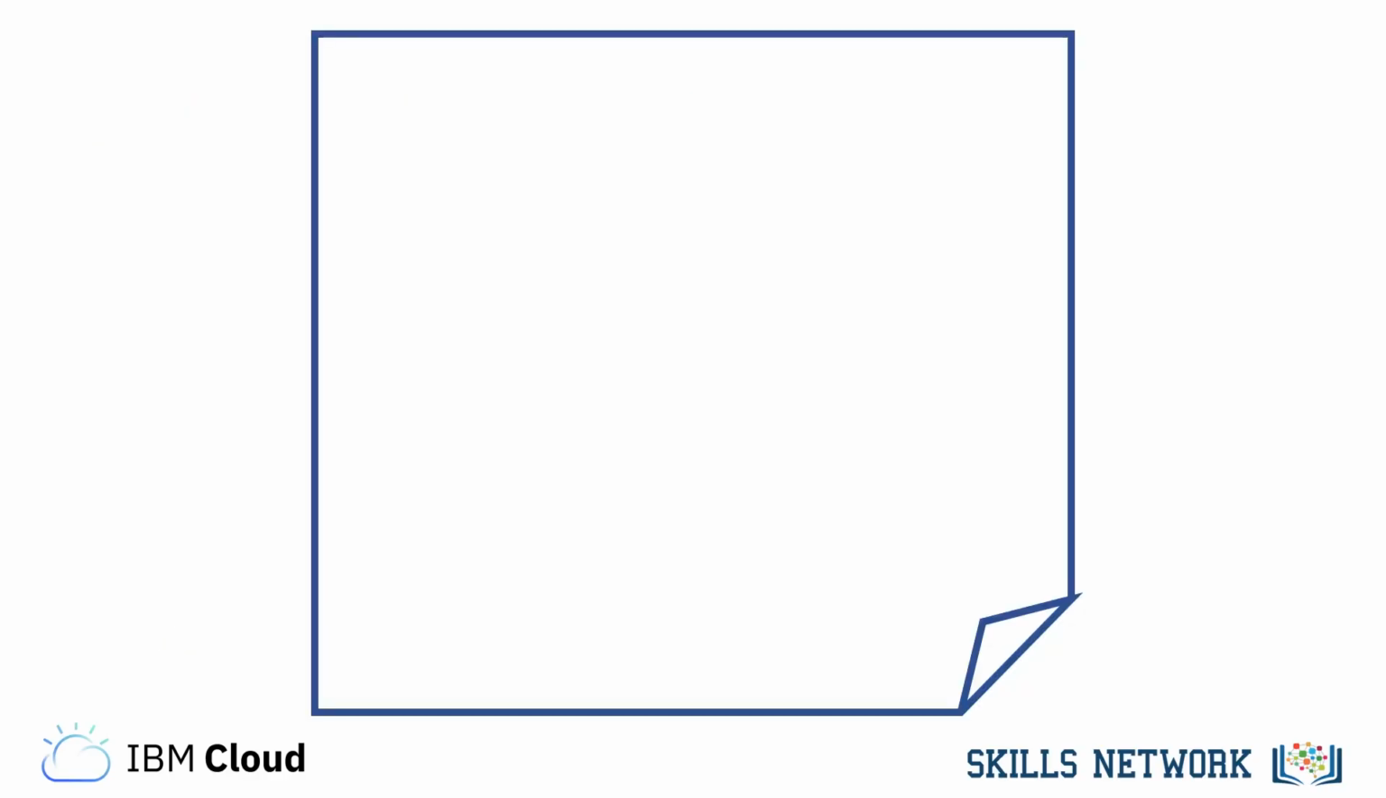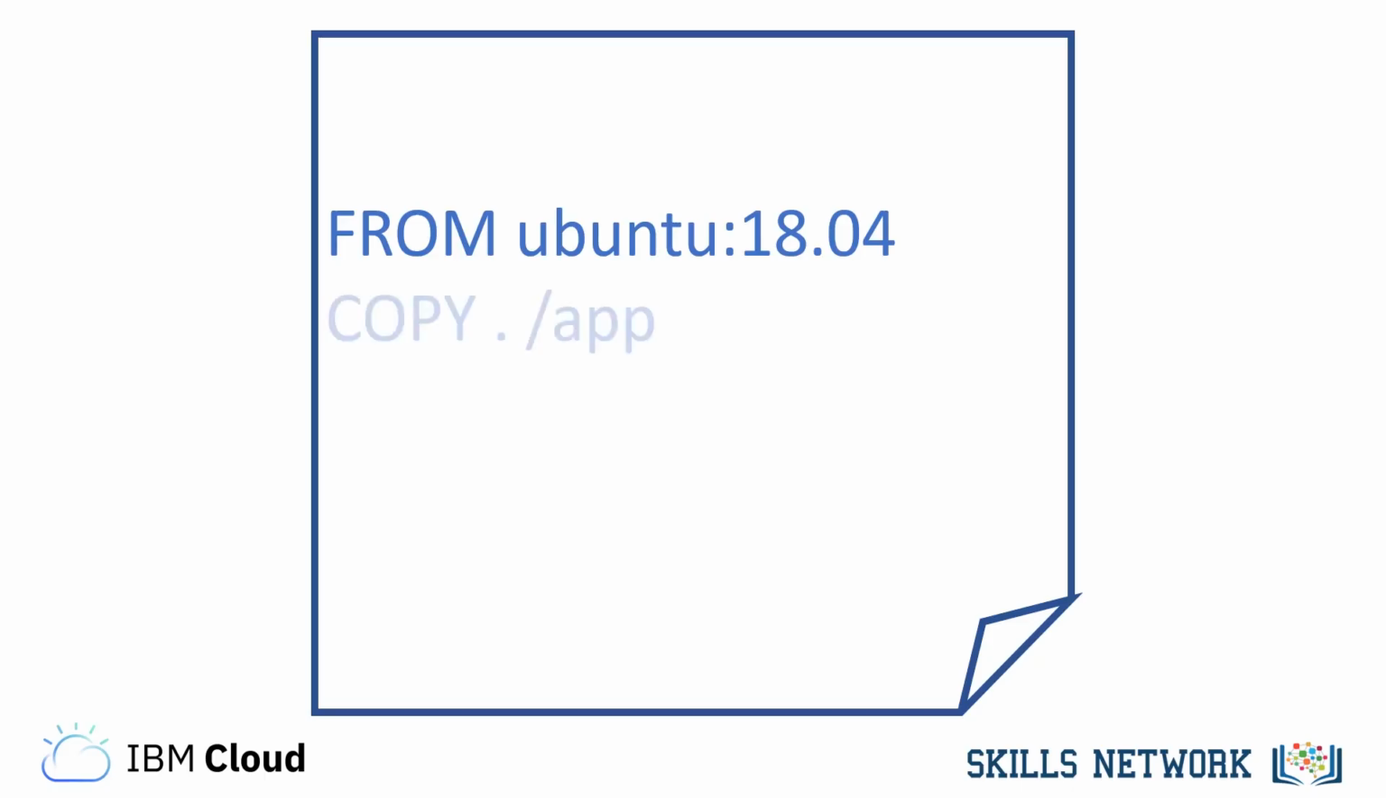Here is a simple Dockerfile. Note that the first command, as always, is a FROM command. Remember that this command defines the base image. In this case, our base image is Ubuntu version 18.04. This image is freely available on Docker Hub, so we don't need any authorization, and we can also omit the host name. Next is the COPY command.